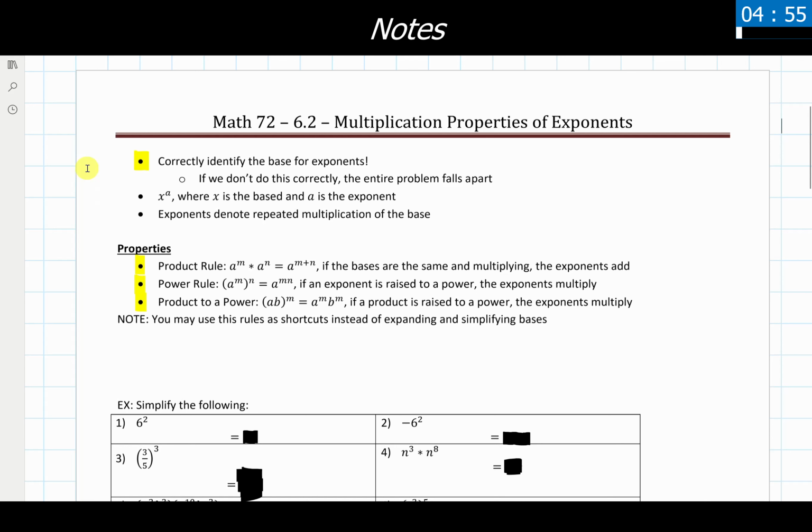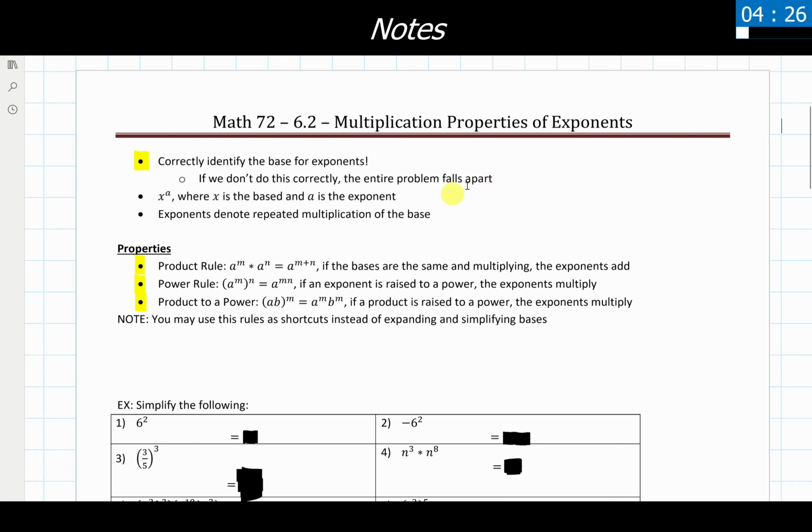Please make sure you are taking time to correctly identify the base for exponents. What very specific thing is being raised to the second power, third power, fifth power, 10th power, things like that. This is essential with this entire section, because if we don't correctly identify what that base is, everything else in the problem falls apart and we will get wrong answers very, very quickly as a result of that.